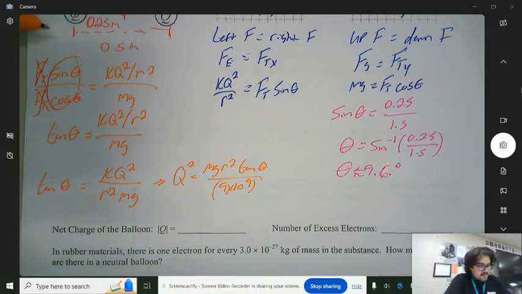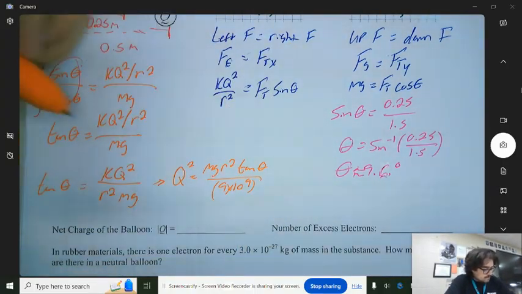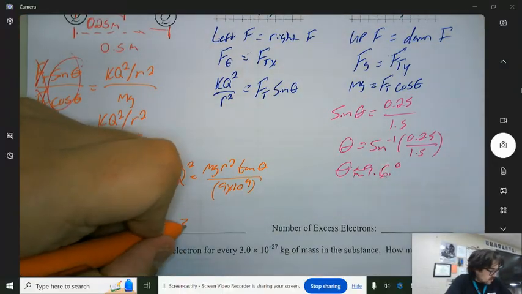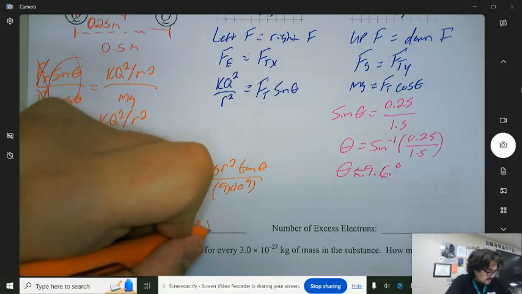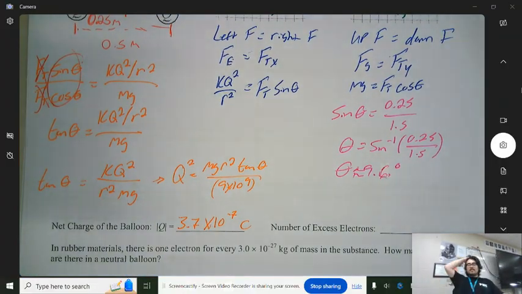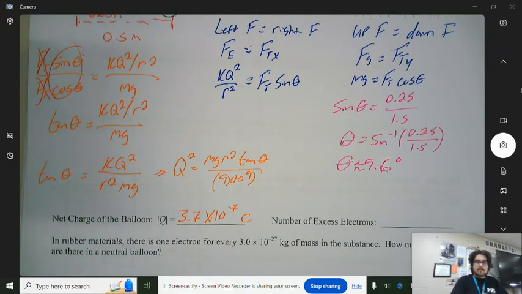When you calculate that out, you plug everything in and take the square root of it. You would end up finding that the net charge should be somewhere in the ballpark of about 3.7 times 10 to the negative 7th coulombs. Again, that depends on whether you got 9.6 or 9.8 for your angle. You can get it either way, but it should be in the ballpark of that. That's what we're going to use going forward.